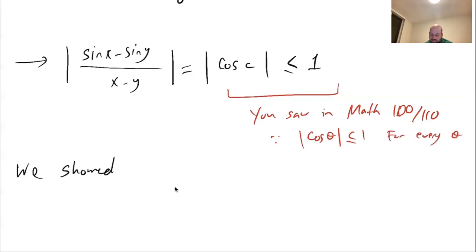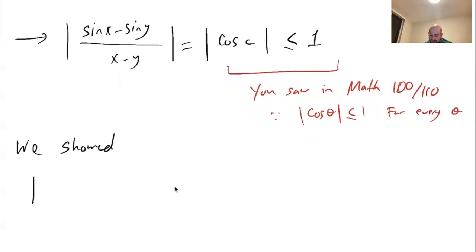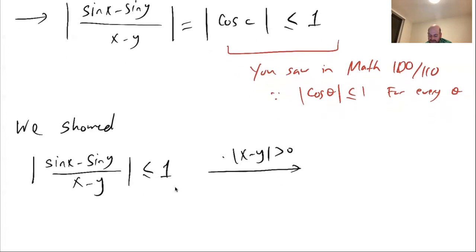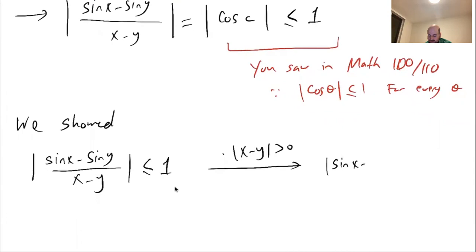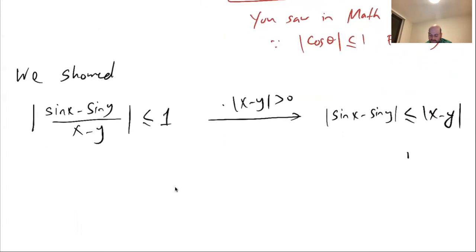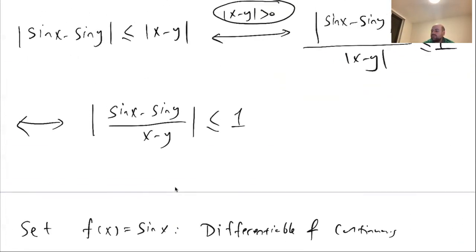So what did we show? We showed that the absolute value of sine x minus sine y over x minus y is less than or equal to 1. And this means that if I multiply both sides by the absolute value of x minus y, which is a positive quantity in this case, then the absolute value of sine x minus sine y is less than or equal to the absolute value of x minus y. So that's it. This was the end of the proof for case 2, where x is not equal to y. We still proved the inequality that we wanted to show.